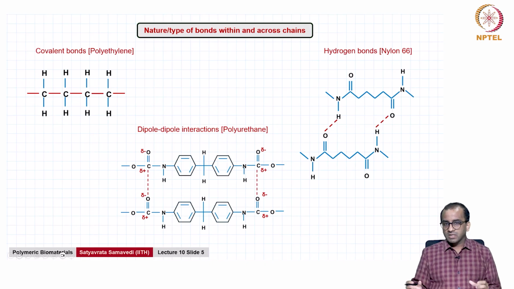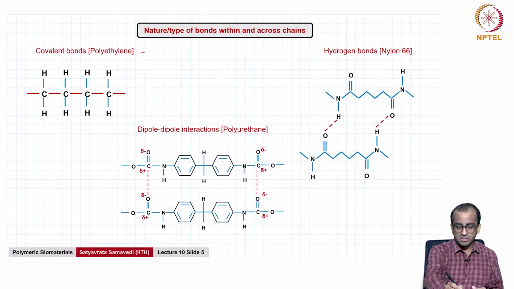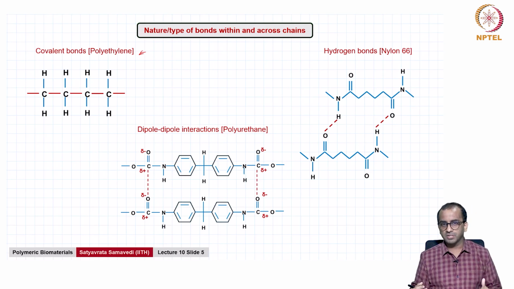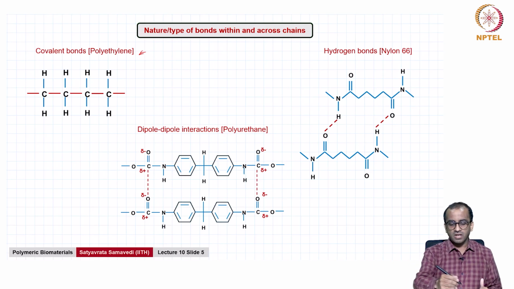Now, we look at some more examples here. I am showing you 3 different examples. Of course, one is polyethylene. We have simply listed the chain which represents the covalent bonds. Of course, you can have, as we saw, van der Waals bonds between chains.